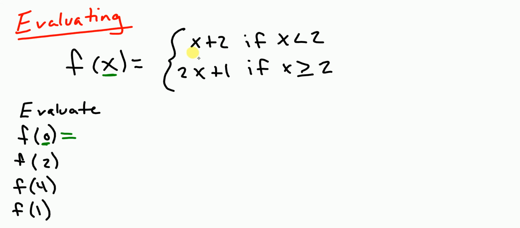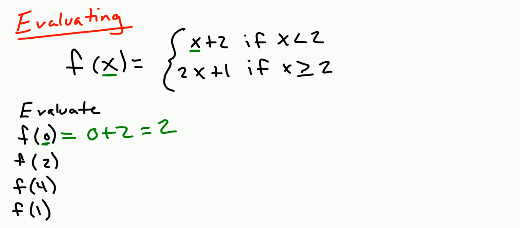So we take this x, just like we replaced this x with 0 here, we're replacing this one with 0. 0 plus 2. Okay, it was x plus 2, and I replaced it with this 0 for 0 plus 2. Right, and then we know 0 plus 2 is just 2. So f of 0 in this piecewise function is 2.